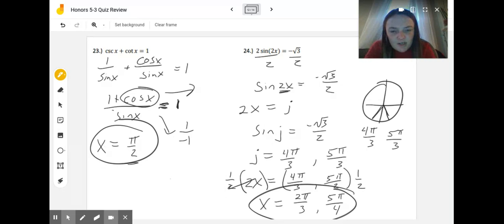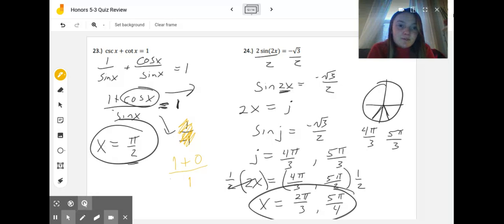The only solution I really could figure out would be pi over 2. If I plugged in pi over 2, cosine of pi over 2 is 0, and sine of pi over 2 is 1. Sorry if I misspoke. So 1 plus cosine of pi over 2 is 1 plus 0, all over sine of pi over 2, which is 1. So 1 over 1 is 1, and that works.